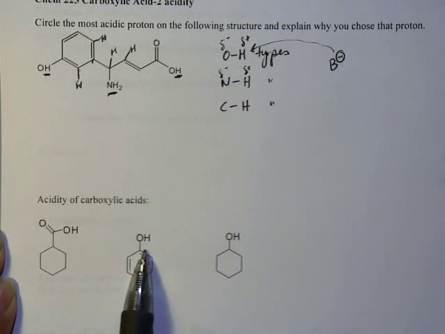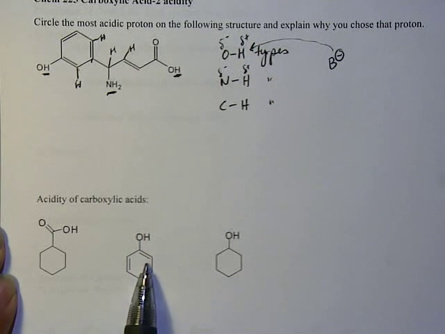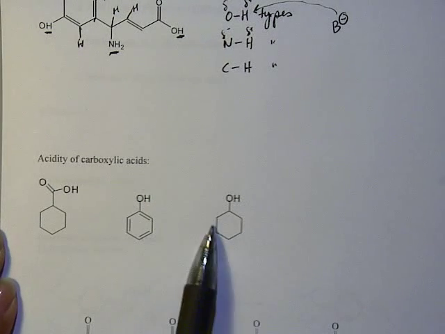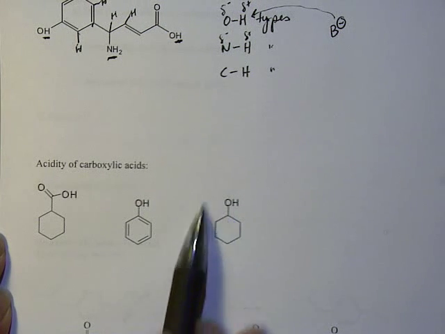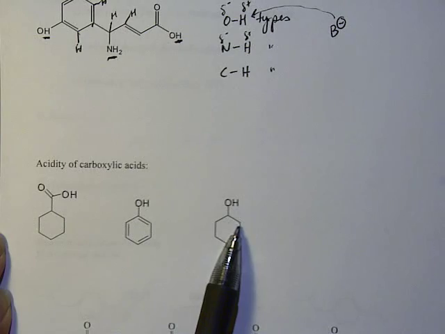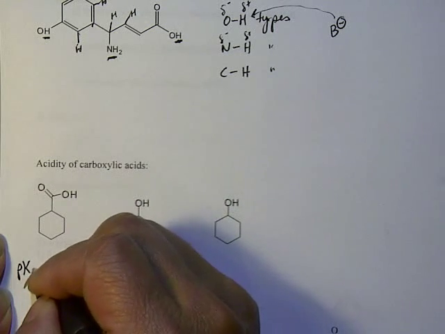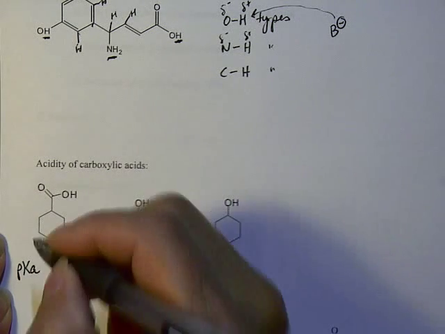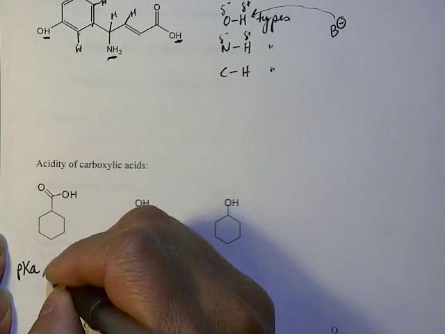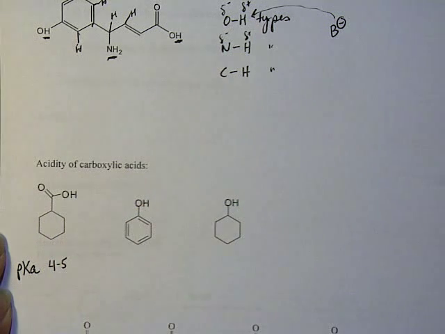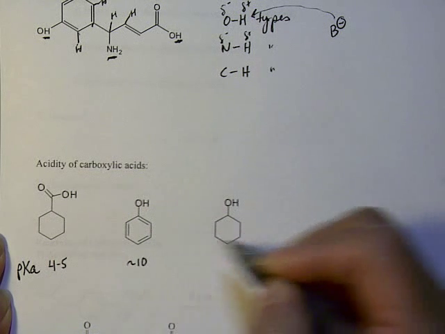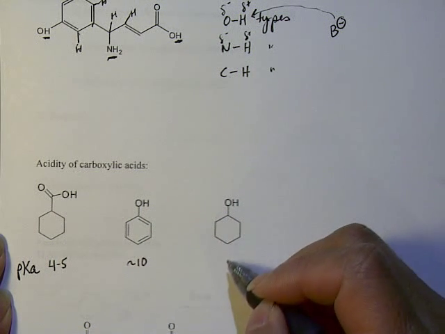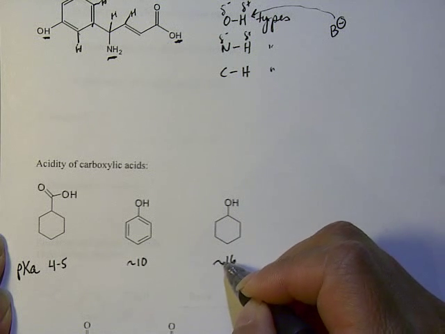This OH is part of a carboxylic acid. This OH is on a phenyl group, so it's a phenol, and this one is just a regular OH with an R group attached, so it's a regular alcohol. And if you look at the pKa of these three classes of compounds, the pKa of this is around 4 to 5, and the pKa of the phenol is around 10. The pKa of the cyclohexanol is around 16.